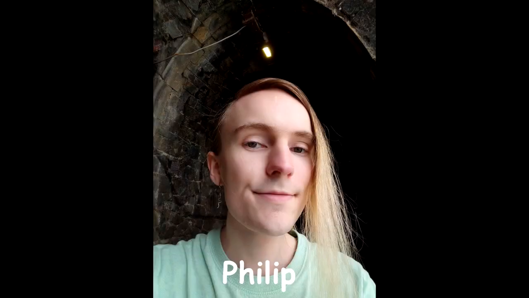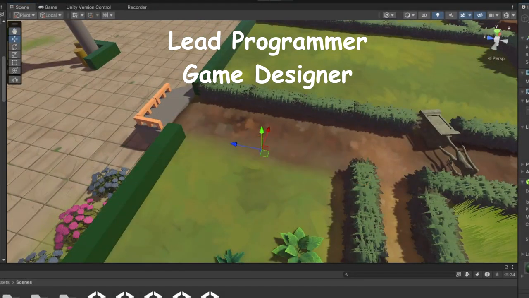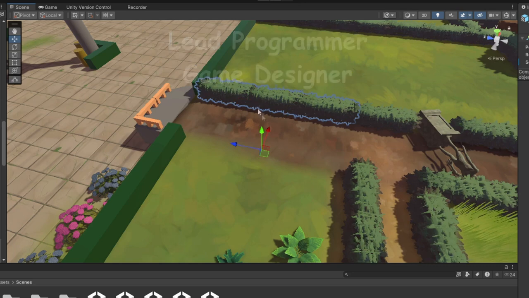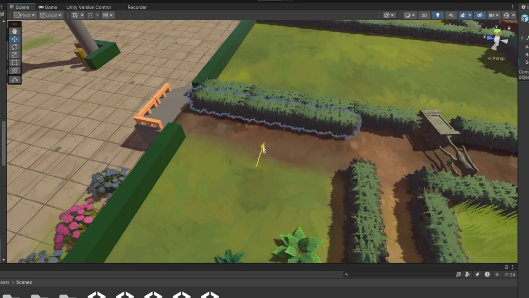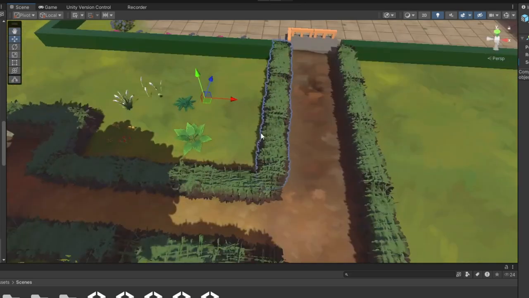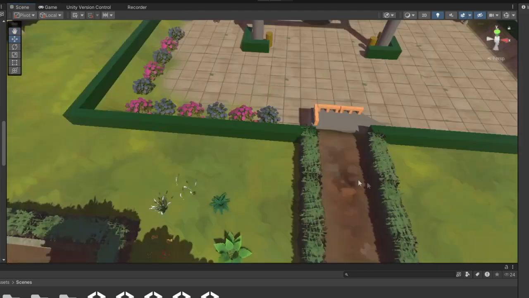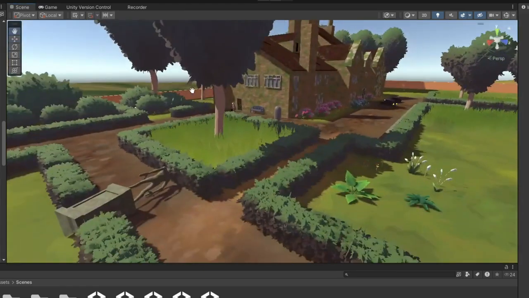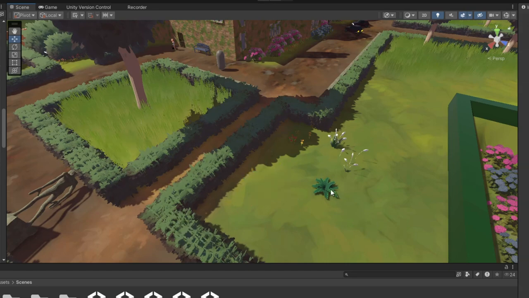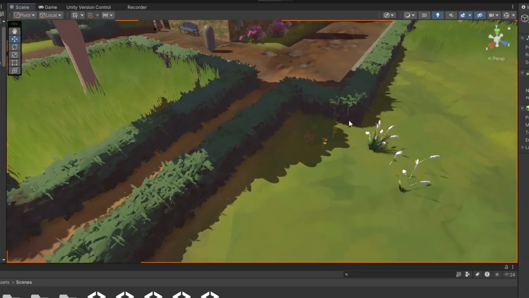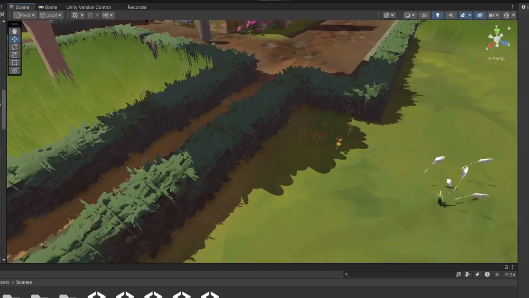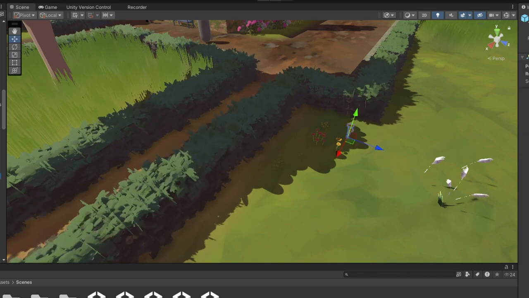Then we have Philip. He is our lead programmer, and he also does game design. And Philip also joined us at the start of Haunting Memories project. He is an absolute machine when it comes to programming and Unity. Currently, we legit just all go to him for any help that we need whenever we have any sort of problem. I'm sorry, Philip, because he's just so damn good at everything.